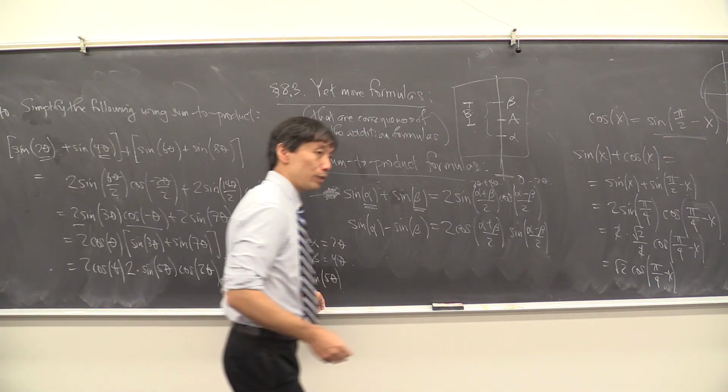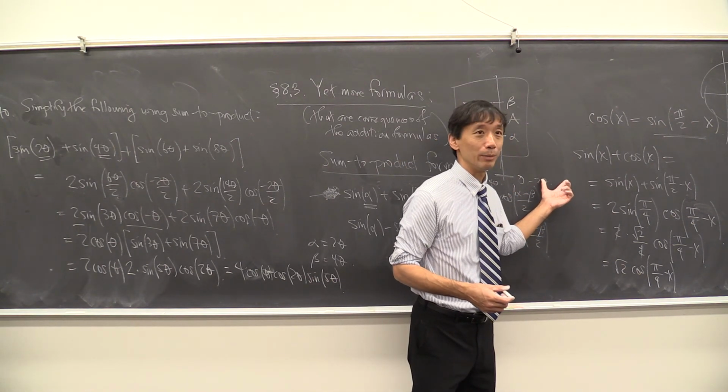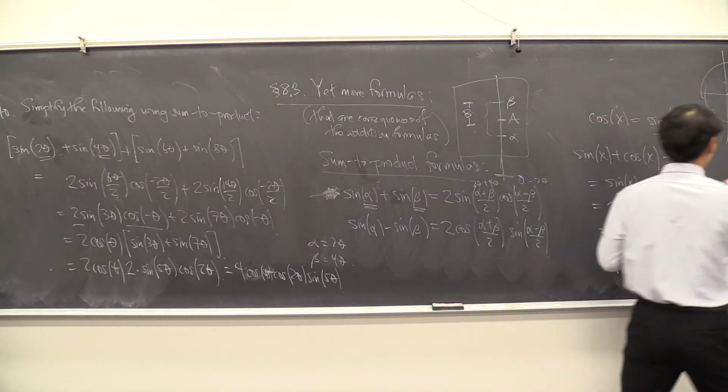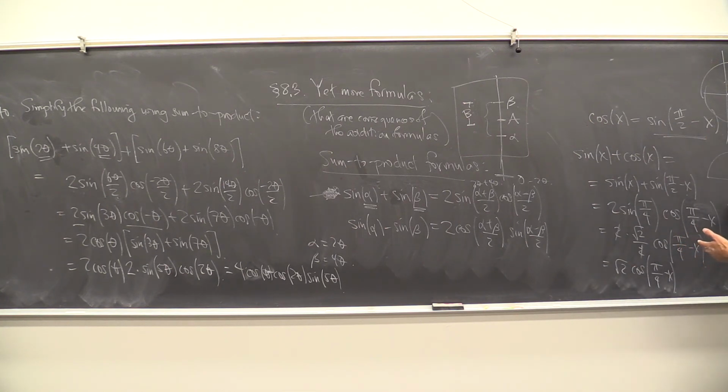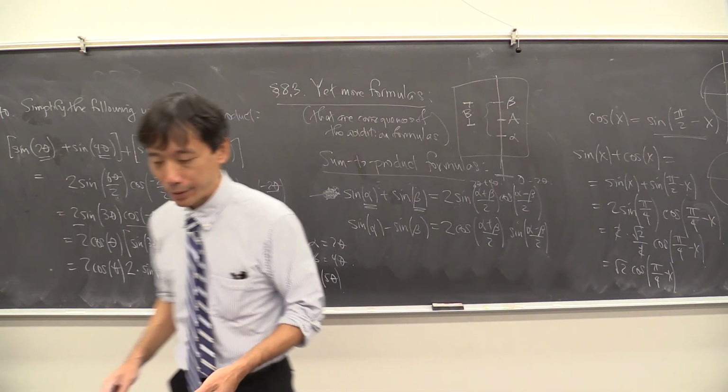Do try to remember. I know I say I don't like you to memorize things, but do try to remember at least the sines and cosines of these basic angles. Okay, pi over 4, pi over 6, pi over 3. Those you should know. Okay, that's it.